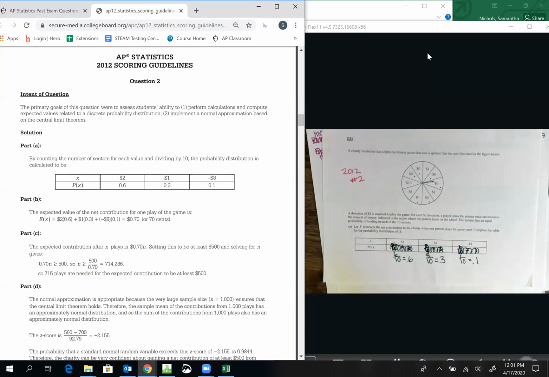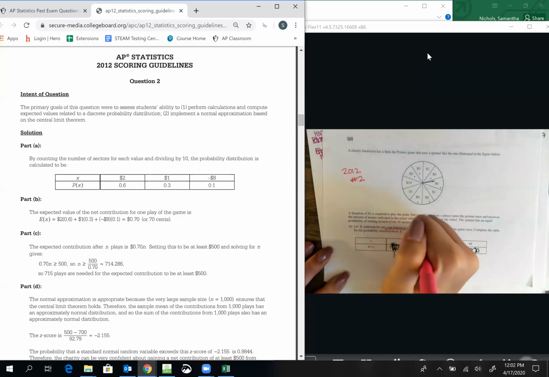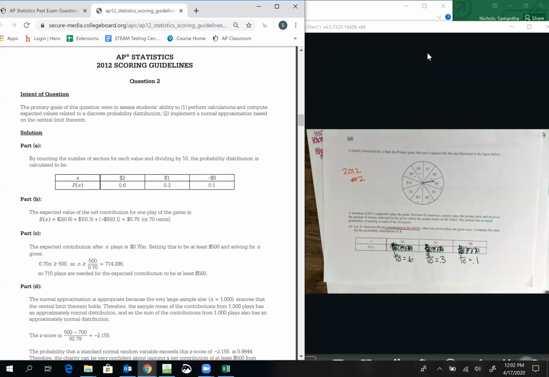So in this one, they gave us a spinner with different amounts of money that you could potentially win. This game costs $2 to play. Let X represent the net contribution to the charity. So how much money are you actually giving to the charity? So if it costs $2 to play and you win $0, you gave $2 to the charity. If it costs $2 to play and you win $1, you gave $1 to the charity. If you win $10, you gave -$8.